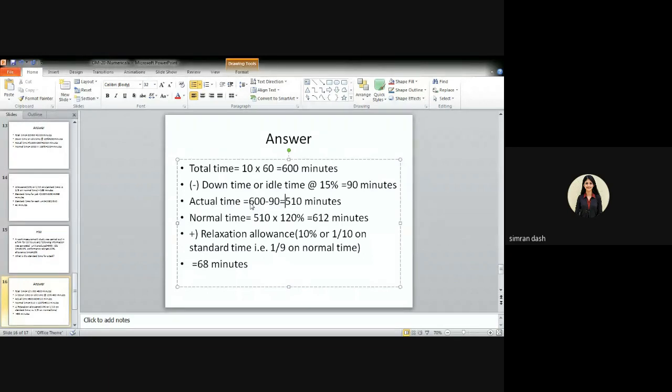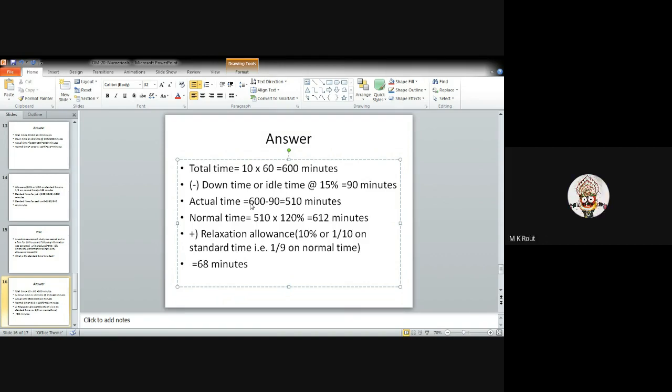Sir, in the normal time format, there is total time into percentage of working into PR. No, try to understand. The previous was a different kind of problem, and in today's class we are solving different kinds of problems. In case of work sampling, previously we were using the normal time, that is the total time into percentage of working into PR divided by how much?